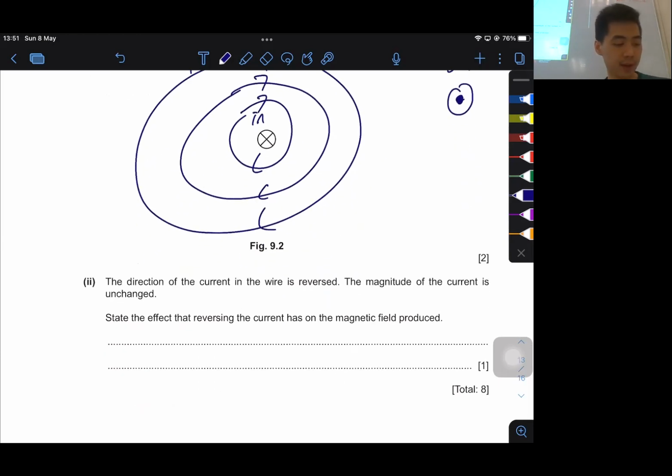Right. Then finally, the last question here. The direction of the current in the wire is reversed. The magnitude of the current is unchanged. State the effect that reversing the current has on the magnetic field. Obviously, it is going to reverse the direction of the magnetic field as well.